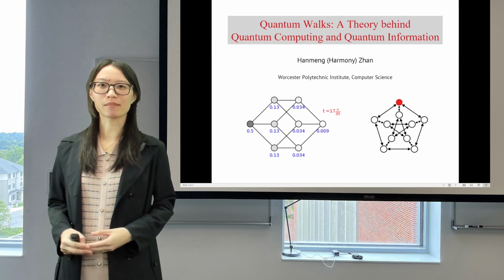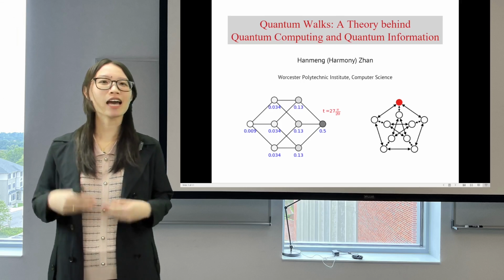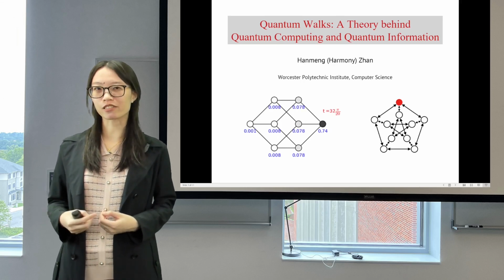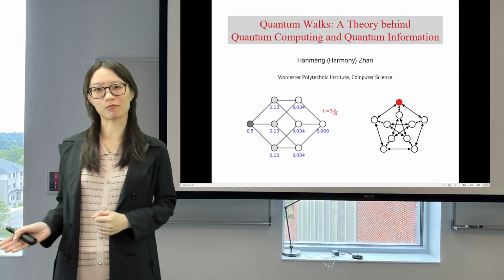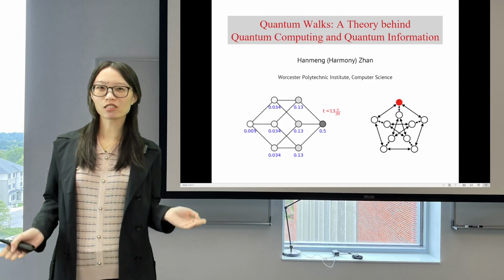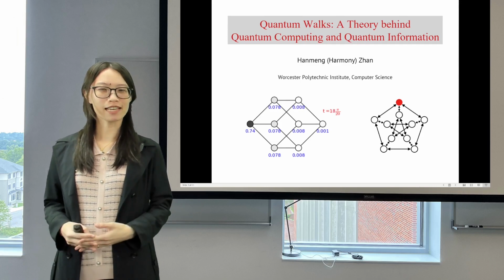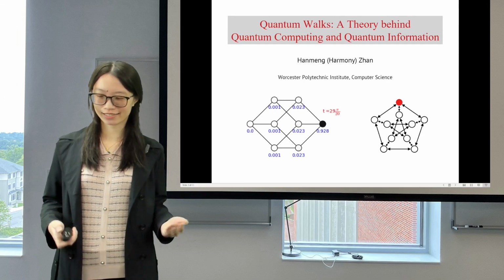My research is about theory behind quantum computing and quantum information. I'm especially interested in a universal model called quantum walks. There are two types of quantum walks, the continuous time and the discrete time. Both of them take place on graphs, so we can apply graph theory to study their behavior.